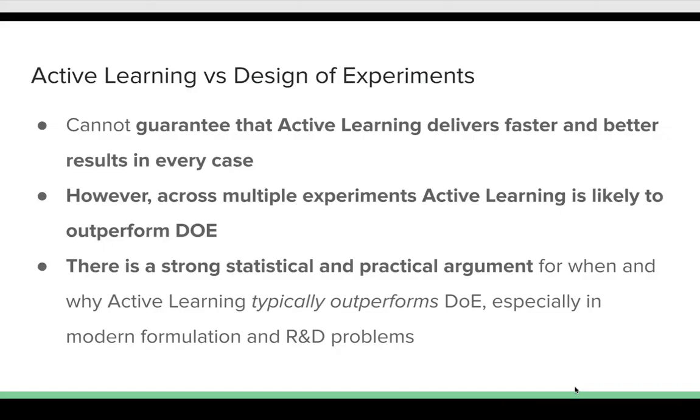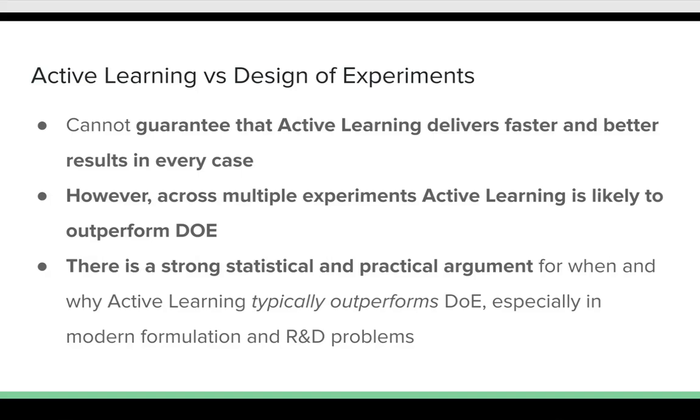So what does active learning versus design of experiments really mean? This is one of the things that we do want to talk about a lot: there's no way to guarantee that active learning delivers faster and better results in every case. However, if you run sufficient campaigns of active learning with multiple experiments, you're more likely across all of these attempts to find that active learning is much better than design of experiments. So on any single instance, single experiment or campaign, we cannot guarantee it.